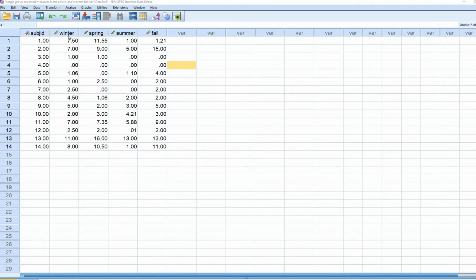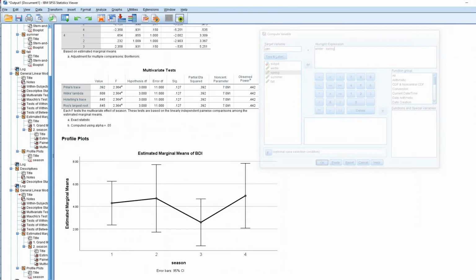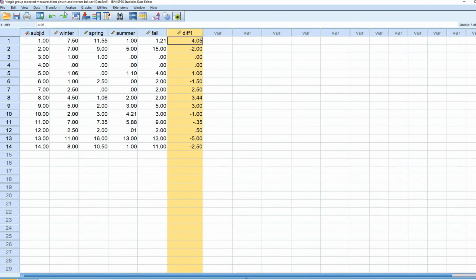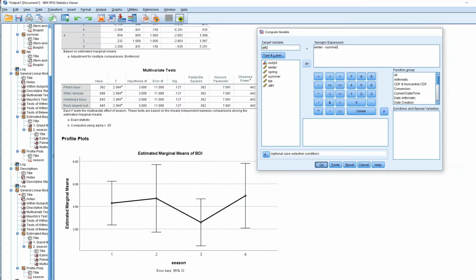So here we're back in our data set. What I'm going to do is compute differences between scores in winter and spring, winter and summer, winter and fall, then spring and summer, spring and fall, and then summer and fall. To do that, I'm just going to go up here to transform, click on compute variable, and I'll call it diff1, and then we'll say winter minus spring and click on OK, and so now you can see we have that difference score. Let's do another one. We'll do difference 2, and then we'll say winter minus summer. So that'll be difference 2 right there, and then we'll do winter and the fall.